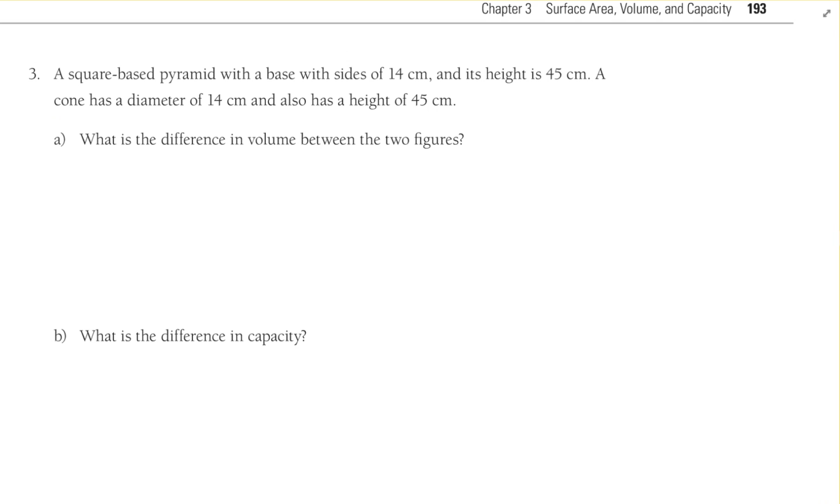Okay, number 3, a square base pyramid with a base with sides 14 and a height of 45. A cone has a diameter of 14 centimeters and also a height of 45. What's the difference in volume between the two figures? So really, you've just got to figure out the volume of both of those shapes and then subtract them. That's pretty much it. So I'll let you guys go ahead and answer 3A now.